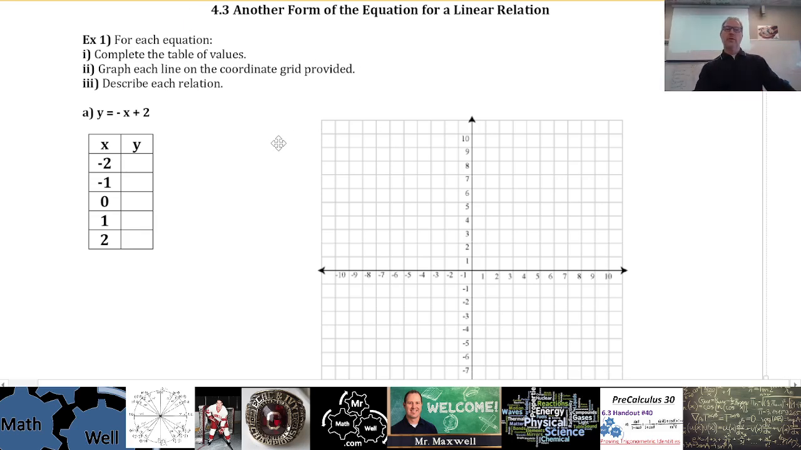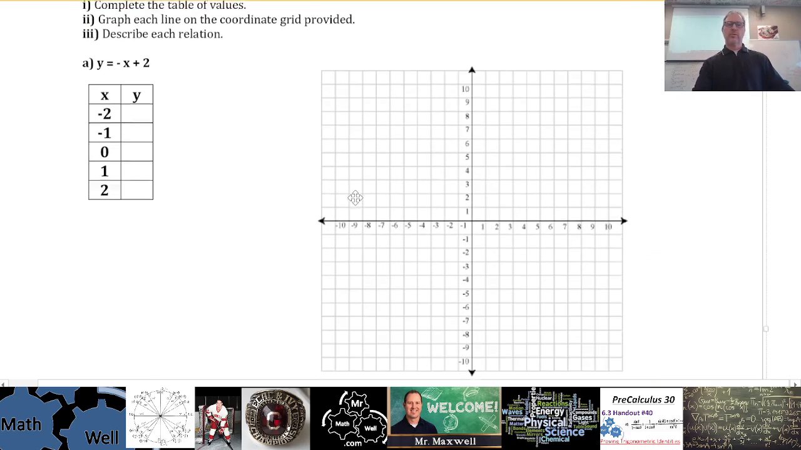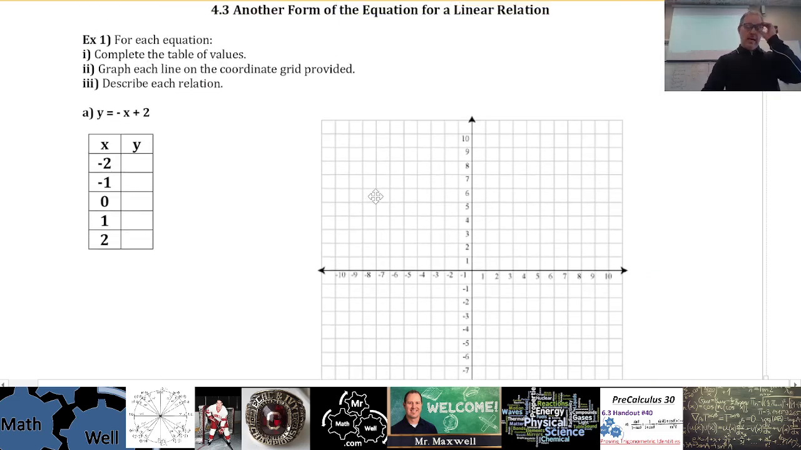I'm going to do this with you. For each equation, we need to complete the table of values. We need to graph each line on this coordinate grid provided and describe each relation. These are the three things we're going to tackle here. I've got a couple examples to work through with you today and some other things to do, but let's start with this one. How can we complete the table of values?